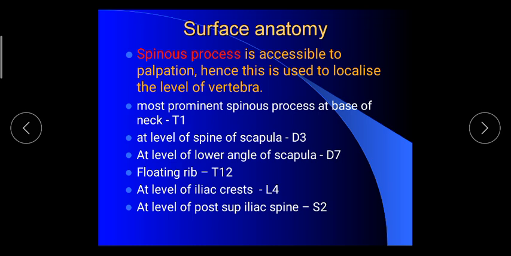At the level of the spine of the scapula is situated the D3 vertebra. At the lower angle of the scapula is situated the D7 vertebra. The floating rib corresponds to the T12 vertebra. At the level of the iliac crest, we have the L4 vertebra. At the level of the posterior superior iliac spine, it corresponds to the S2 vertebra.